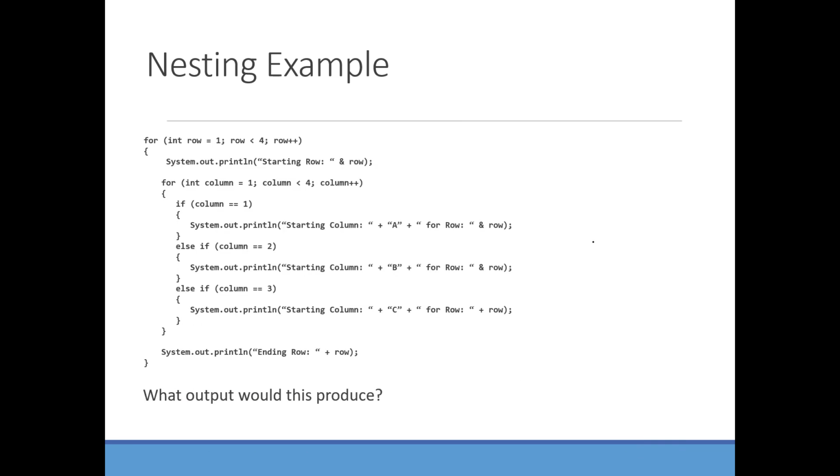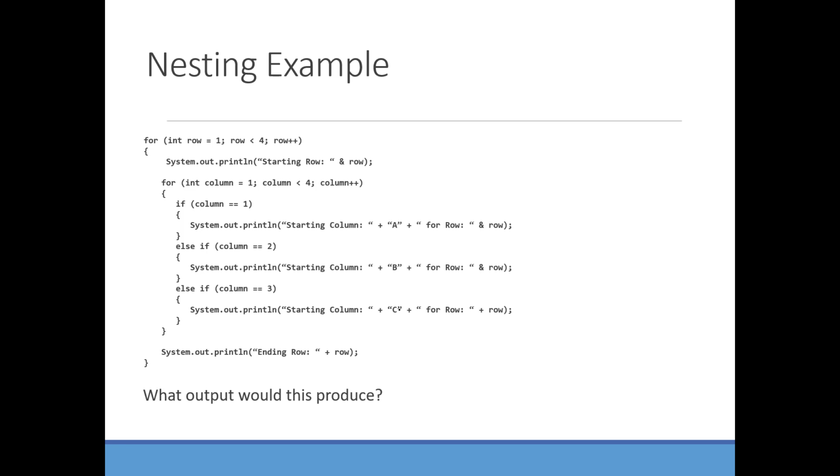Now this does the exact same thing. It goes through 3 rows and 3 columns. But inside, it's actually doing some selection statements. It's saying, well, if we're on column 1, we're going to display that as column A. If we're on column 2, we're going to display it as column B. If we're on column 3, we're going to display it as column C.